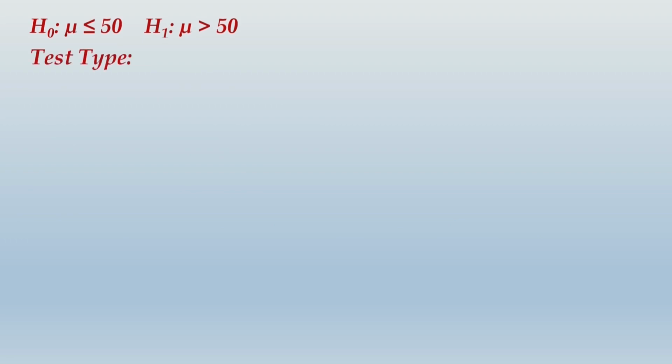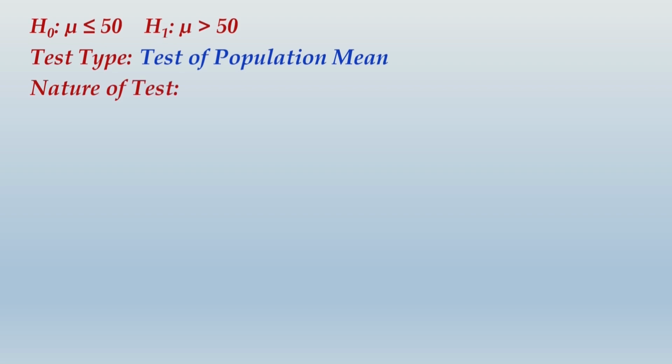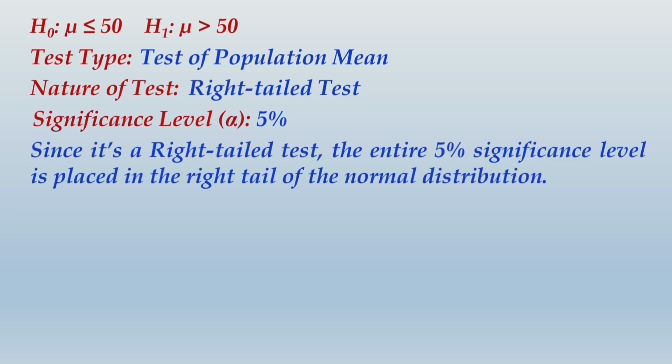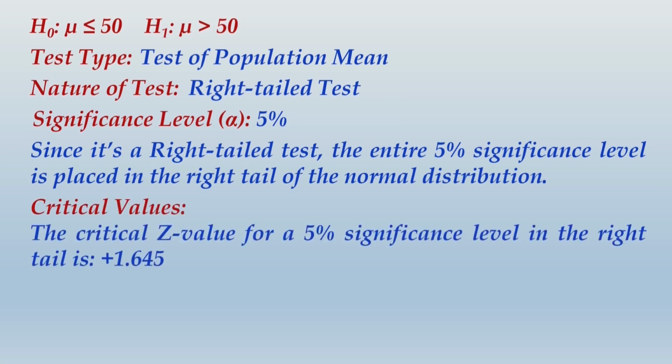Now very simple, you know how to solve it. You state the H0 and H1 which were already informed in the question. Test type, it is about test of population mean. Nature of test, it will be a right tail test. Level of significance, that is alpha, is 5%. Since it is a right tail test, entire 5% significance level is placed in the right tail of the normal distribution. Critical values, the critical z value for a 5% significance level in the right tail is positive 1.645.